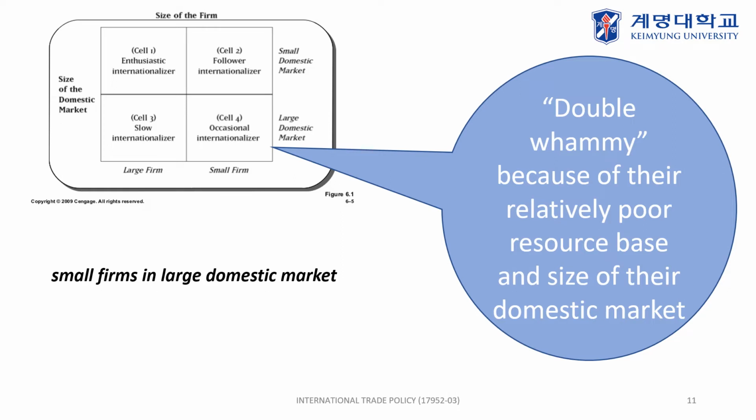Examples of occasional internationalizer firms are those that do not have a dominant presence in their domestic market and will only focus on international expansion when the opportunity arises. Therefore, any small firm in the United States, the United Kingdom, China, and other large economies would be considered an occasional internationalizer if they have not fully developed their international strategy.